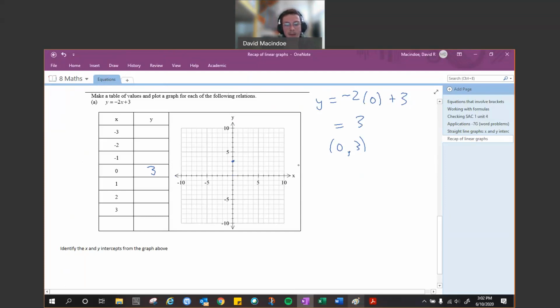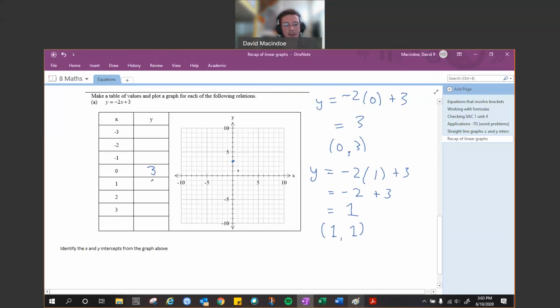Next one, let's go y equals, we'll sub in 1, so -2 times 1 plus 3. -2 times 1 is just -2. Plus 3, well, you're going to go -2, -1, 0, 1, right? And end up with +1. So our other point, we've got a point at 1, 1. So for x, we go horizontally to the right 1 and up 1. Another point there at 1, 1.